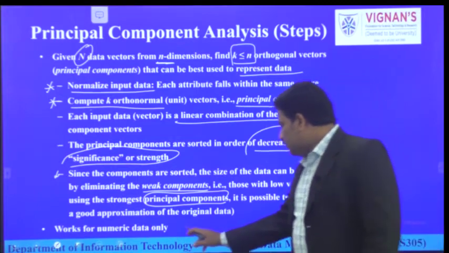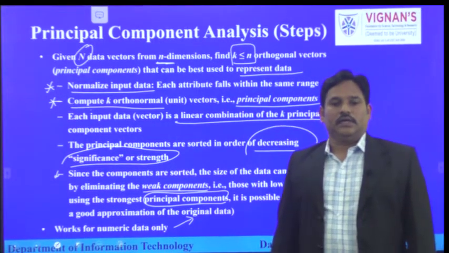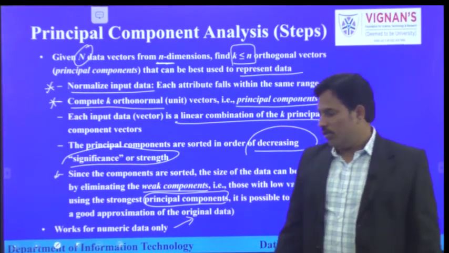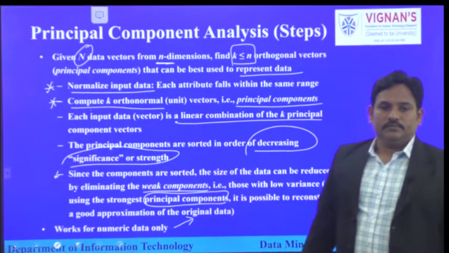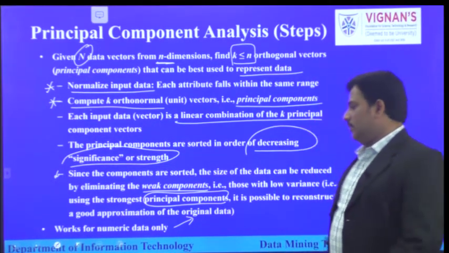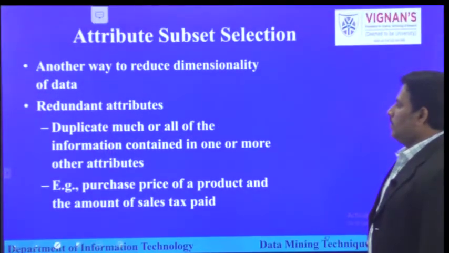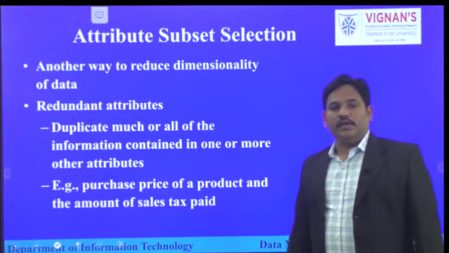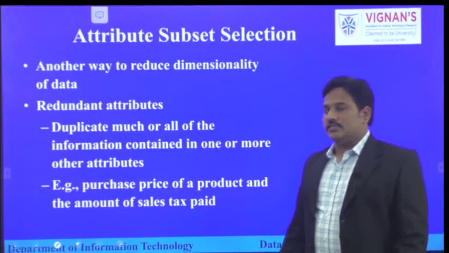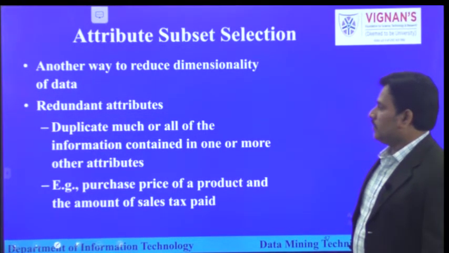Now, one more restriction here: principal component analysis will produce better results only for numerical data. If you have any string data, we have to apply data encoding techniques, and then we can go for principal component analysis. And the third variant of applying data reduction is attribute selection, or attribute subset selection.